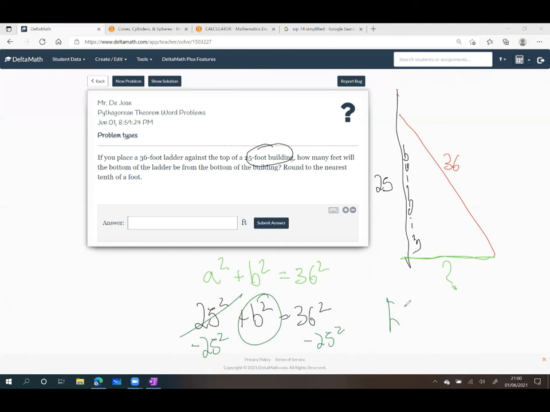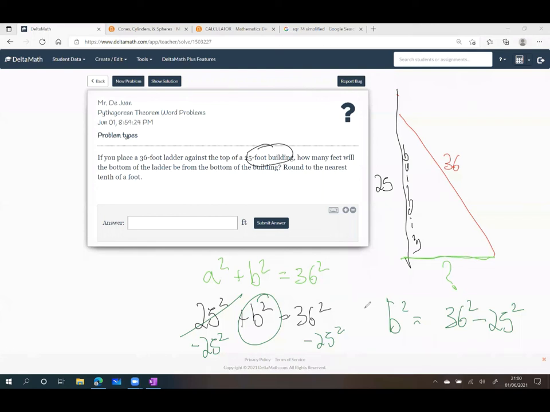And now we have b squared is equal to 36 squared minus 25 squared. I was going to do one step a little too fast. And how do we get rid of that 2 right there? Well, to get rid of that 2, we're going to need to take the square root of the following.